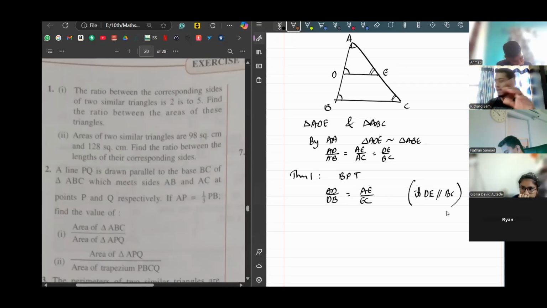Is that clear, everyone? I'll say that again. If DE is parallel to BC, then we can apply basic proportionality theorem. What does basic proportionality theorem state? AD upon DB will be equal to AE upon EC. Is everyone clear with basic proportionality theorem? All right, write down this theorem. See, I've written both ways. The first thing we've written is from the previous exercise, and basic proportionality theorem is this one. Okay, write down both.